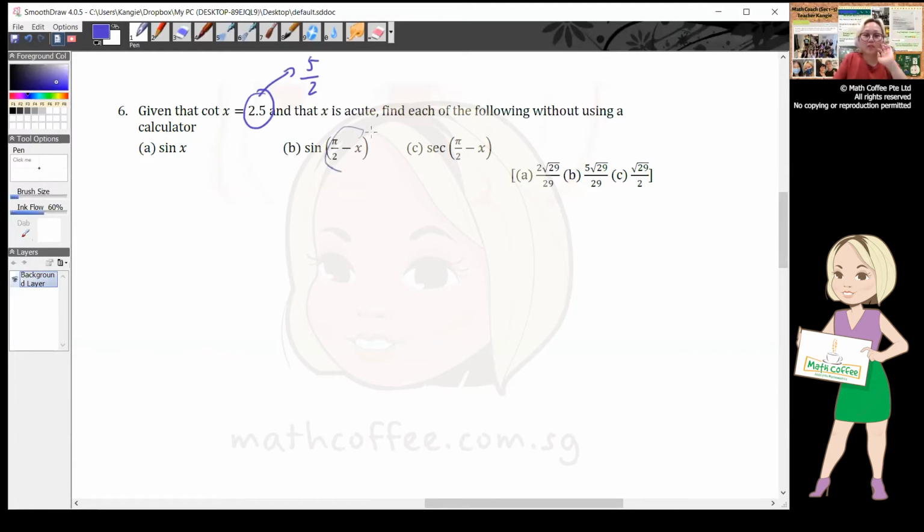Next thing is, do you see this pi over 2 minus x and pi over 2 minus x? Actually, it's exactly the same as question 5. It's just that question 5 writes 90 minus x. And pi over 2, remember I said pi is 180 degrees. So it's the same meaning as 90 minus x. So that's the only 2 things I have to highlight. The rest you can try out yourself.